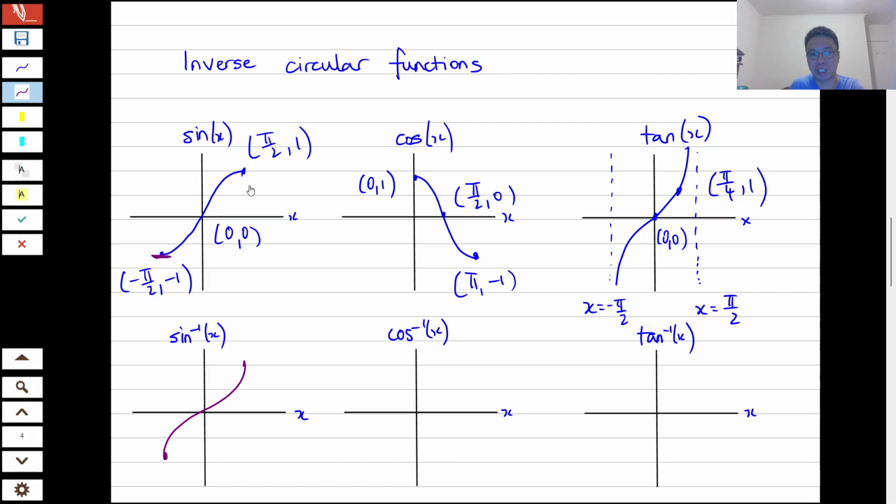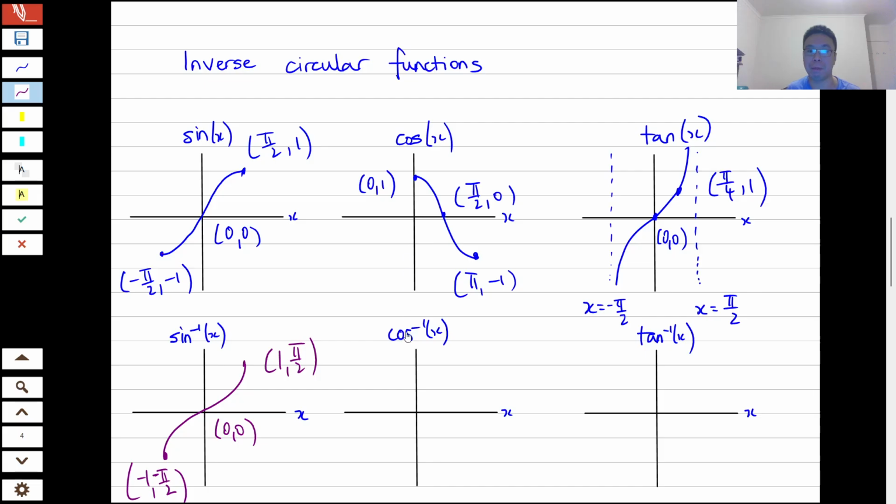Sine has stationary points at negative pi on 2 and pi on 2, so the tangents should be vertical at the endpoints. So now inverse sine has endpoints negative 1 and 1, and passes through 0.